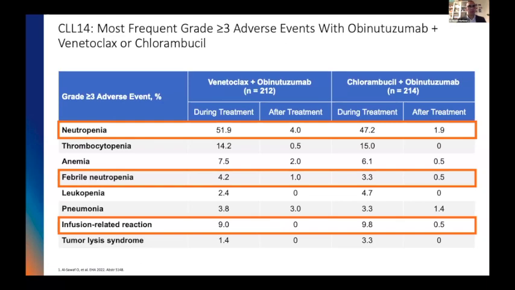Sorry. The side effects and the safety of venetoclax obinutuzumab in this study, there's longer follow-up, but this is something we were all expecting: the infusion-related reactions and the main adverse events related to the venetoclax, which are the neutropenia and the GI toxicity.